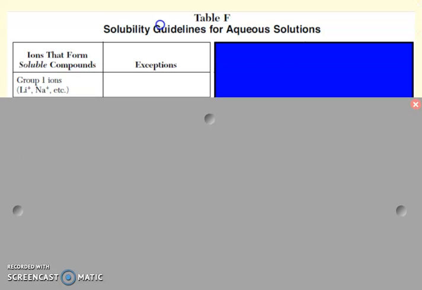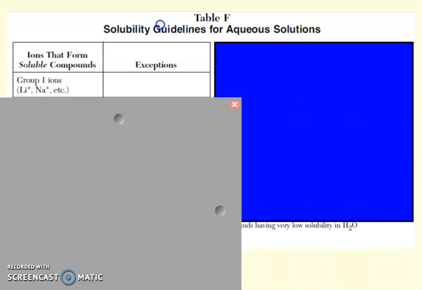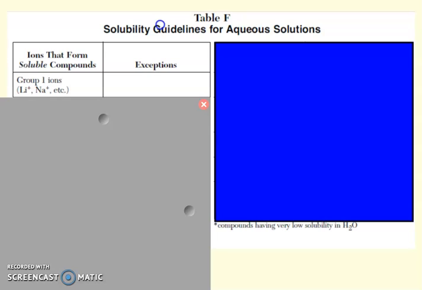All right, so the first one here is the group 1 ions. Remember, group 1 is the first group in the periodic table, the leftmost column. We're talking about lithium, sodium, potassium, rubidium, cesium, francium. Any compound that has one of those ions as a component will be an absolutely soluble compound. There are no exceptions, as you see right here. So they will all be soluble compounds.